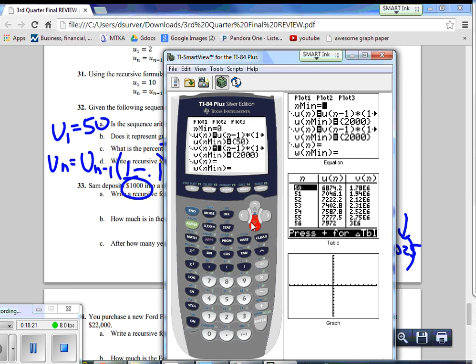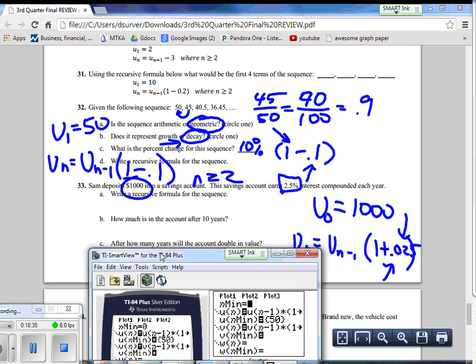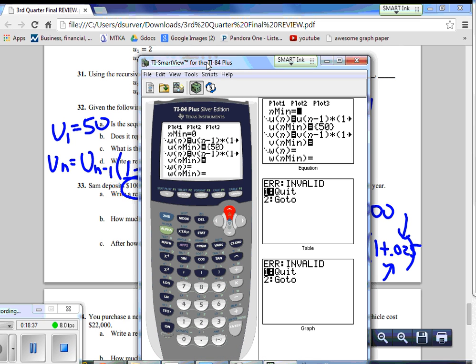I don't need another equation for down here, so I'm just going to clear this one. Oh, was it 1,000? Oh, I'm looking at the problem above it. Sorry. You're right. It starts with 1,000 on this one. Okay, change that to 1,000. Okay, then I think I've got it all set up right.